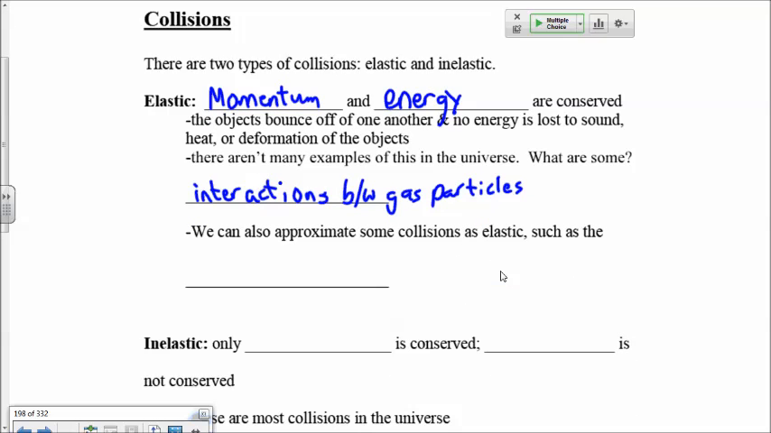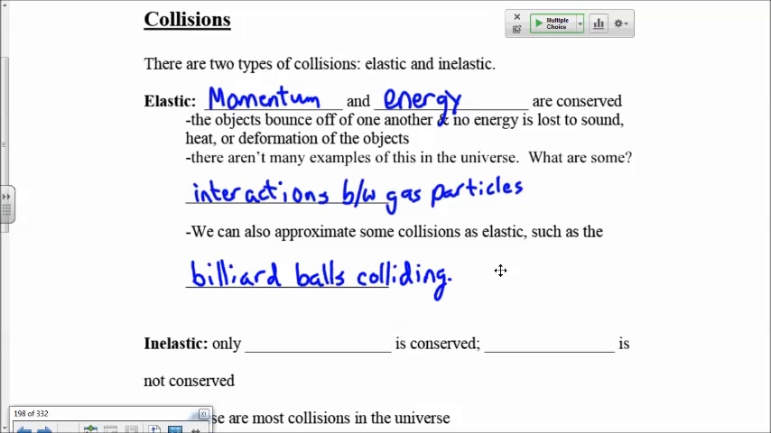We can also approximate some collisions as elastic. That is where we have collisions between objects and they just don't lose very much energy. So a good example of this are like billiard balls or pool balls colliding. You're losing some amount of energy, but not very much. So you can approximate them as elastic collisions.